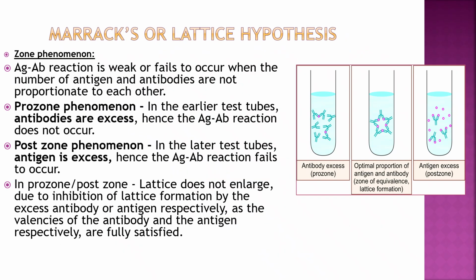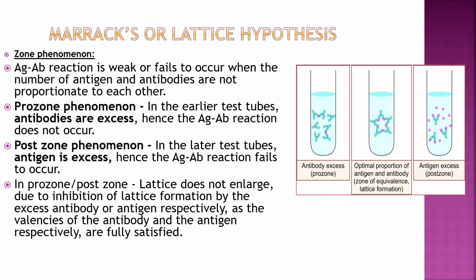Marrack's or lattice hypothesis, the zone phenomenon. Antigen-antibody reaction is weak or fails to occur when the numbers of antigen and antibodies are not proportionate to each other. First is the prozone phenomenon. In the earlier test tubes, antibodies are in excess, hence the antigen-antibody reaction does not occur. So it is antibody excess.